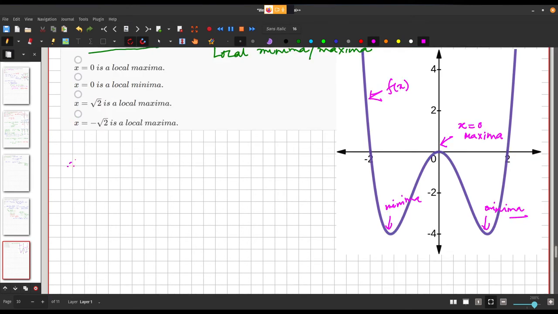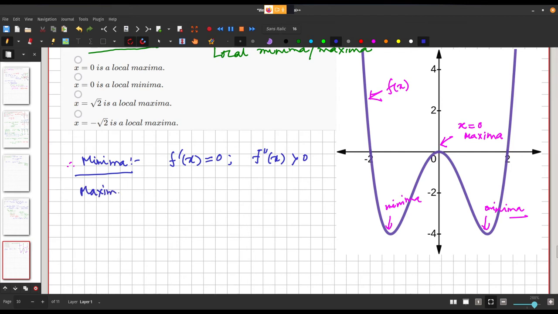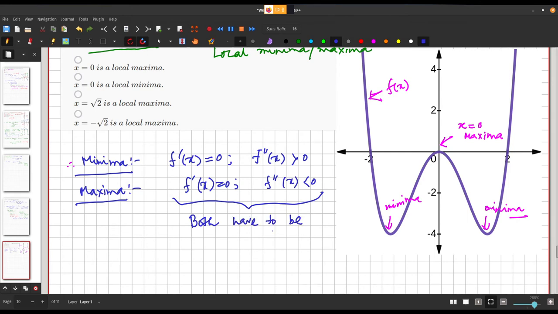So we know minima is defined by two conditions. The first derivative will be 0 and the second derivative will be greater than 0. Similarly, maxima is defined with these two conditions. Here the second derivative has to be less than 0, and we have to check for both these conditions. So both have to be valid.